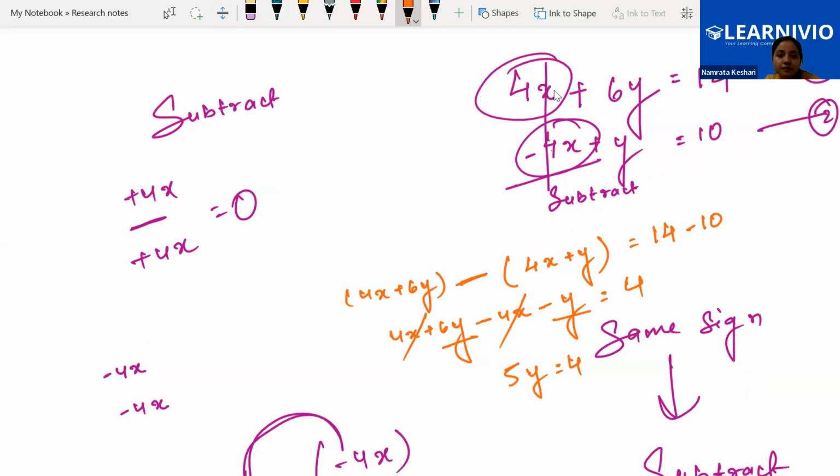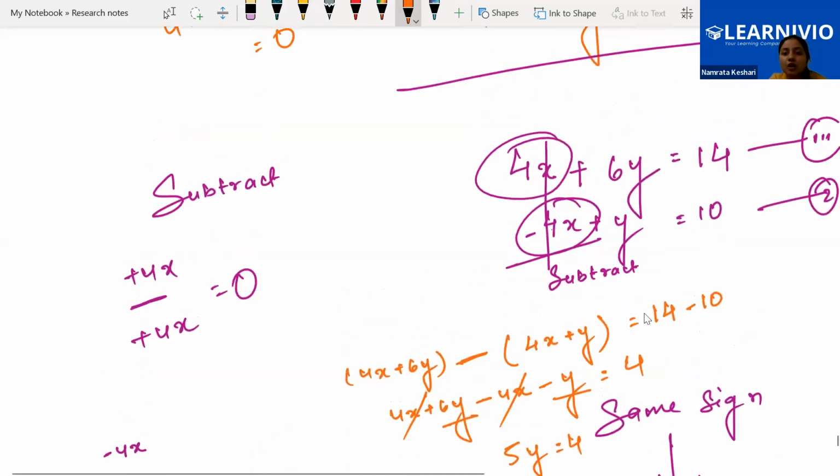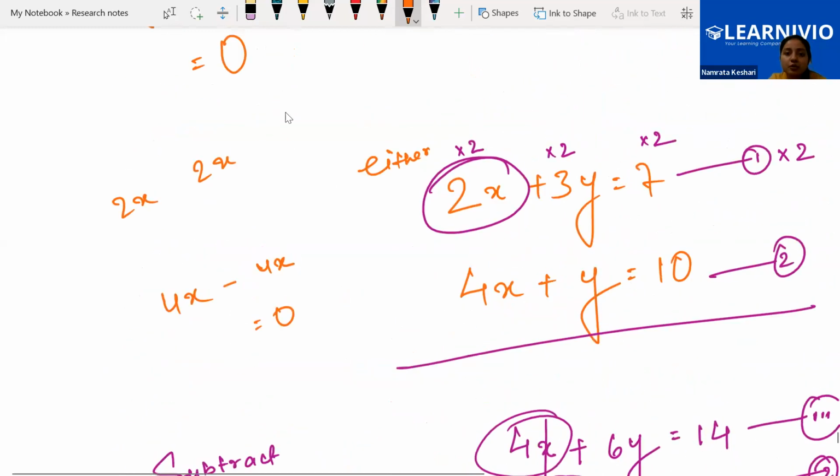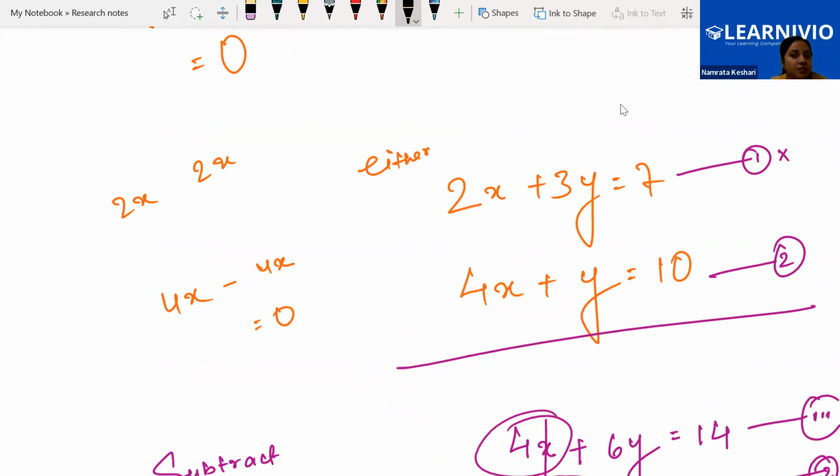Okay, I was talking about one more way to do it. Either we can make the x coefficient same, or we can make the y coefficient same. So we can also go ahead initially by making the y coefficient same, if that is possible. Always it will not be possible, but here it is possible.